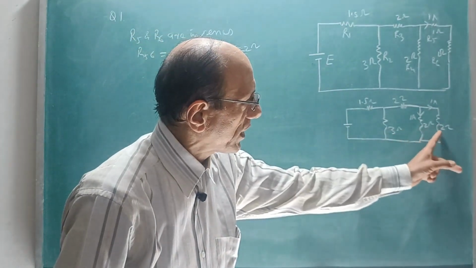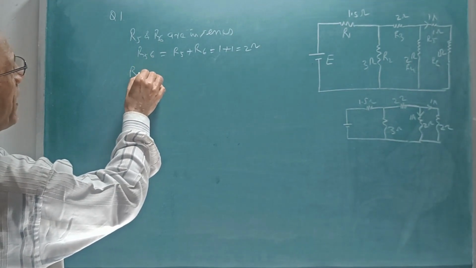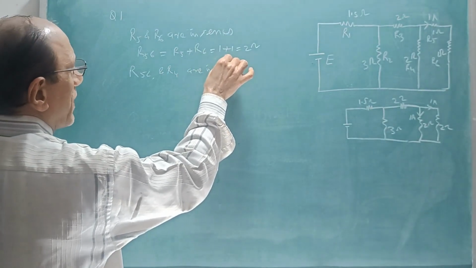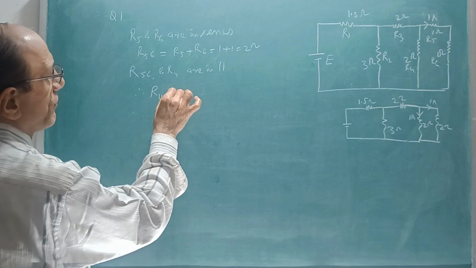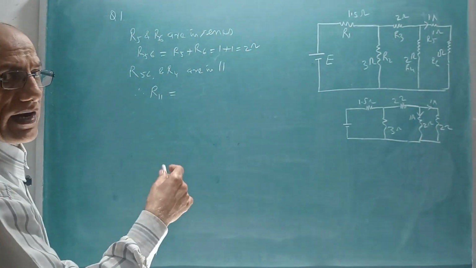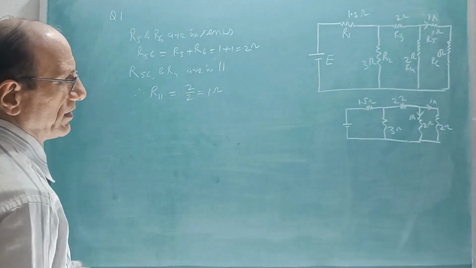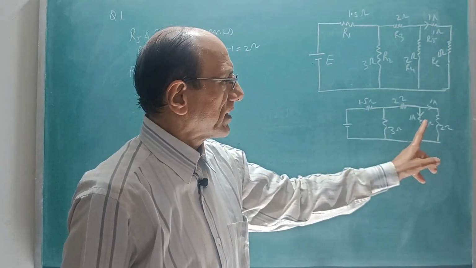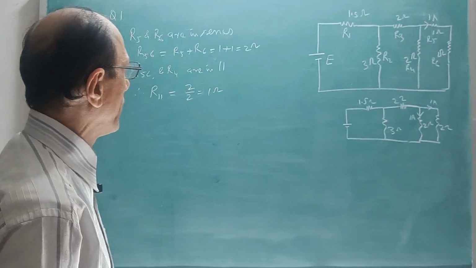Now as we see, these two are in parallel. So R56 and R4 are in parallel. Therefore, R parallel will be equal to value divided by number. That is 2 divided by 2, that is 1 ohm. When they are in parallel, we can also use product upon sum. The product is 2 into 2, 4, divided by the sum 4, that is 1 ohm.